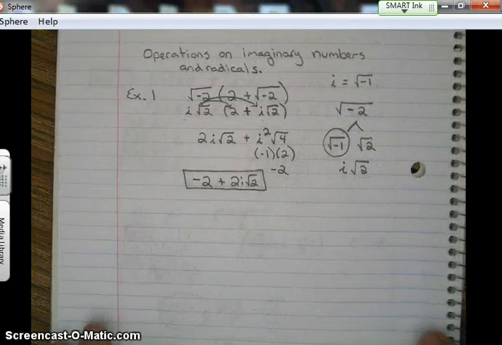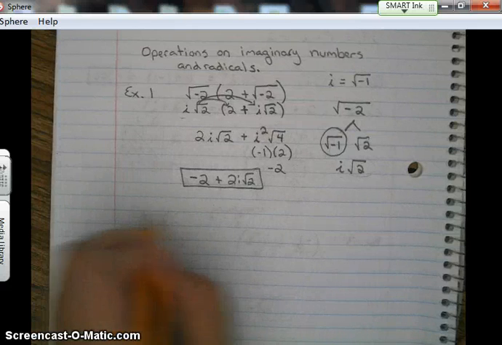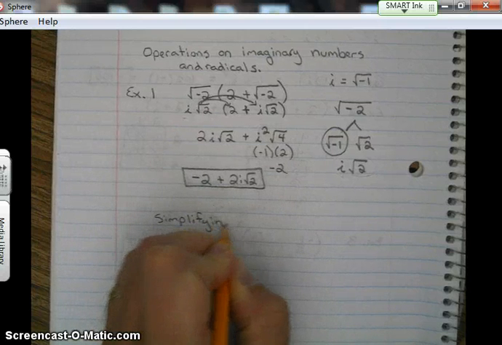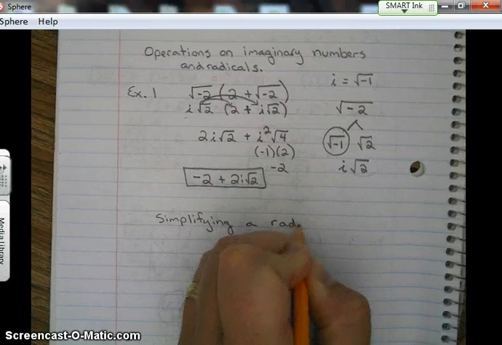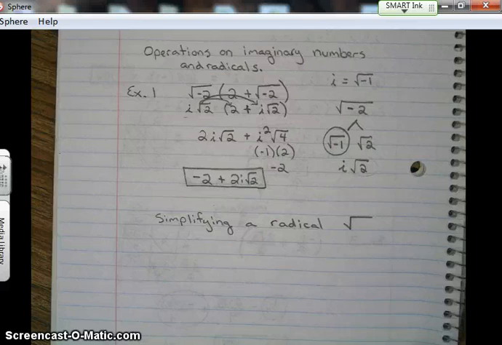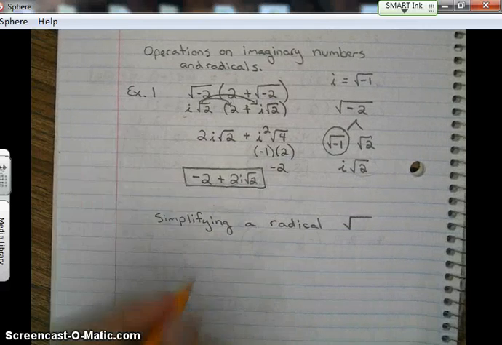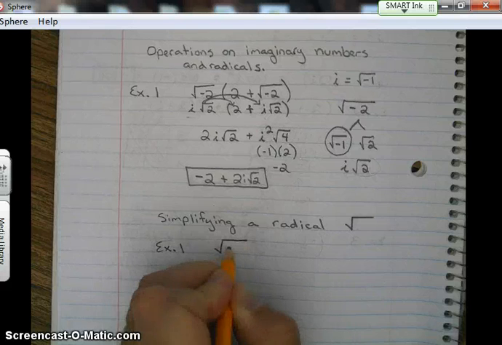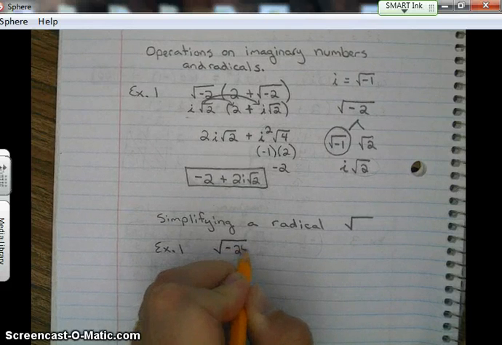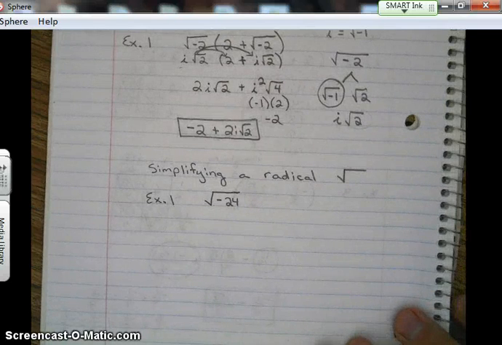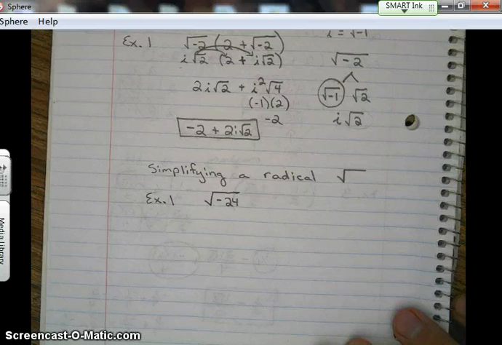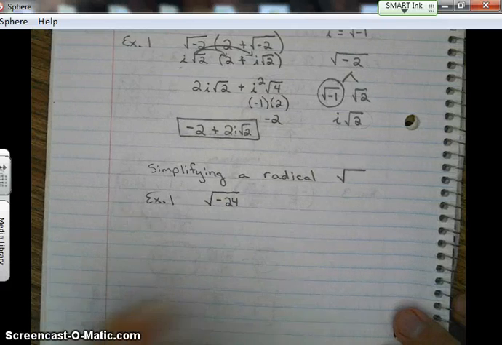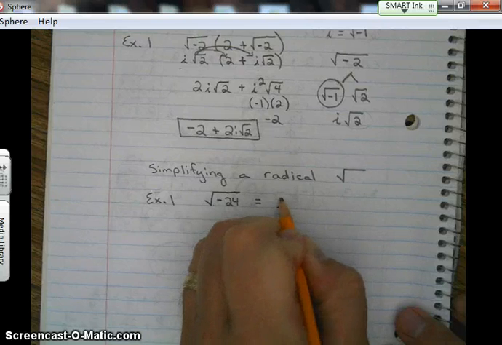All right, moving on. So, simplifying a radical. When I use the word radical, we're talking about that symbol right there. Okay? So let's say we have the square root of negative, let's go with 24. So what's the first thing we need to do? Were you paying attention up here? Yeah, see the negative under here? We need to pull out the i. Very good, Reed. Good job. So we pull out the i, so we're going to have i radical 24.